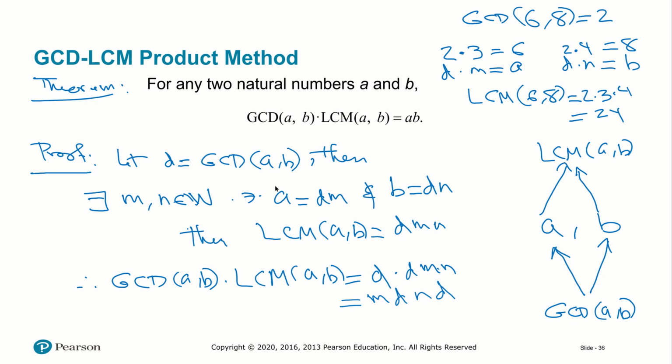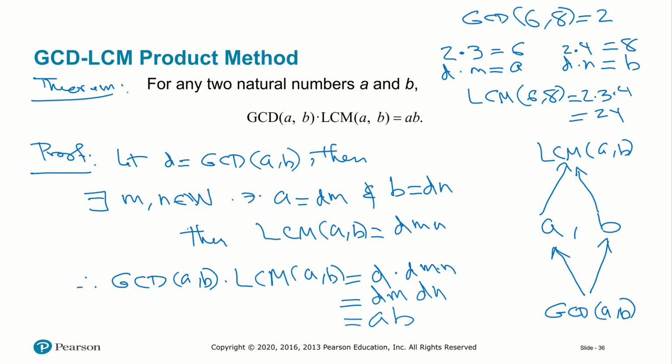Notice these two are exactly the same. But remember what DM was? Let me write it like that so that it looks more consistent. So let's go DM, DN. Same thing. Remember what DM was? That was A. And do you remember what DN was? That was B. Hey, what did we just prove? We just proved that the GCD of A and B times the LCM of A and B equals AB. And that's a beautiful result.